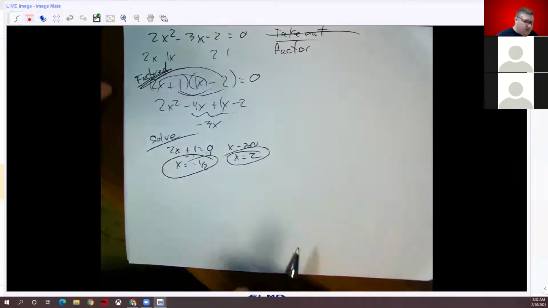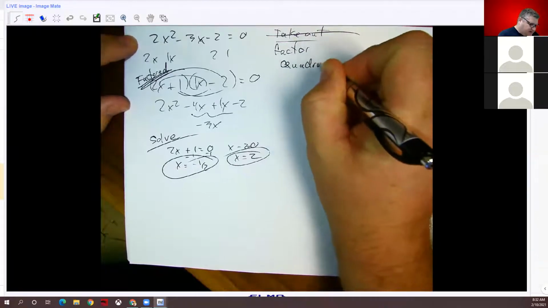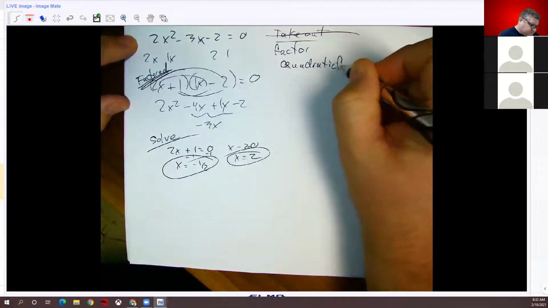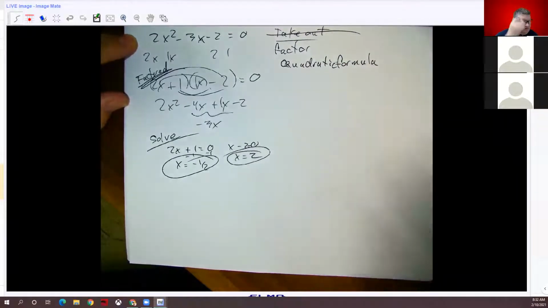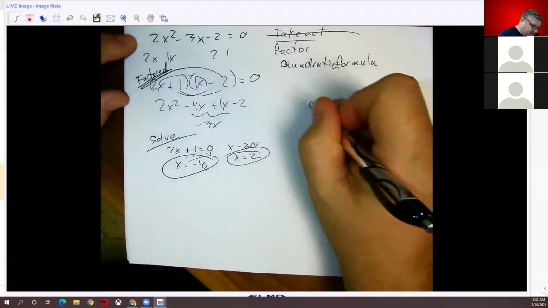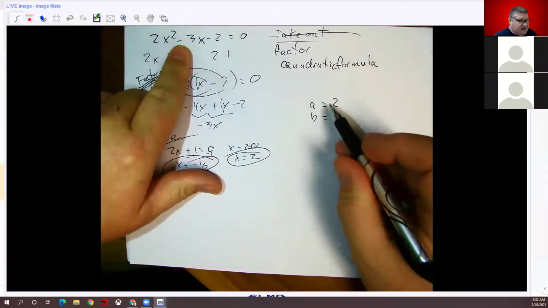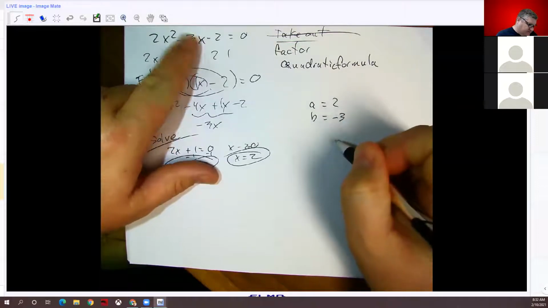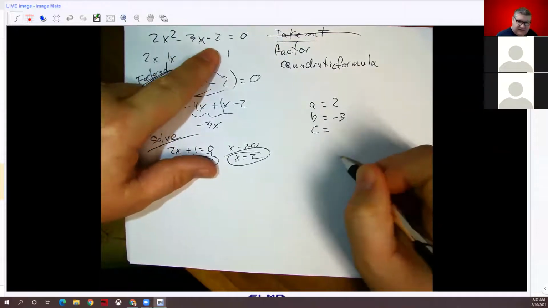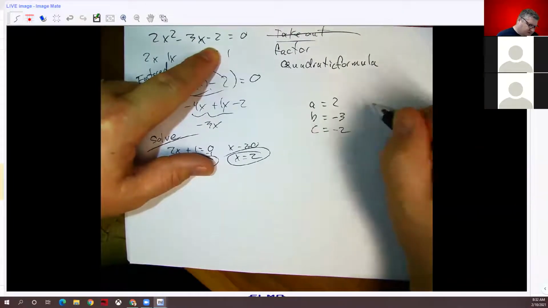Could I have done the quadratic formula to it? Could I have moved on and done the quadratic formula? Yes, of course. The answer is yes. I could simply say a equals 2, b equals now, what is b equal to? Negative 3. Don't forget that negative. So likewise, c is negative 2. So here we go.